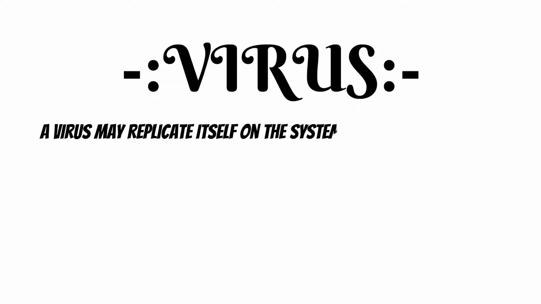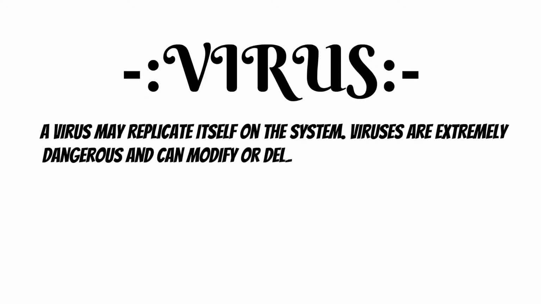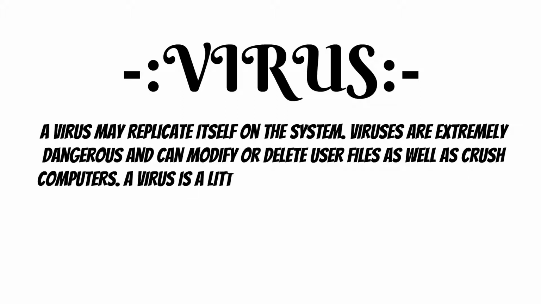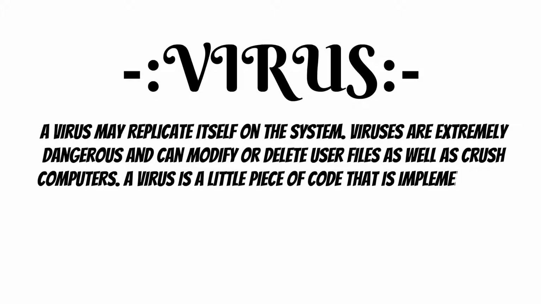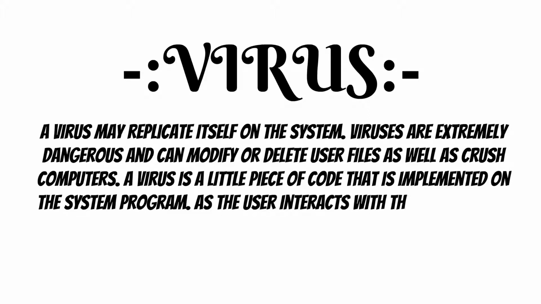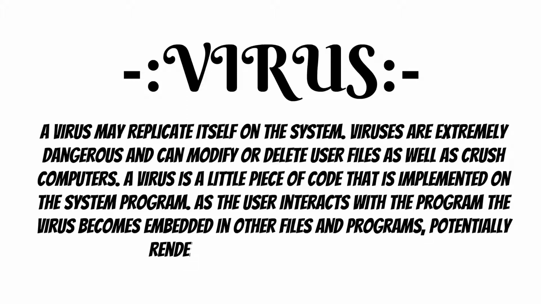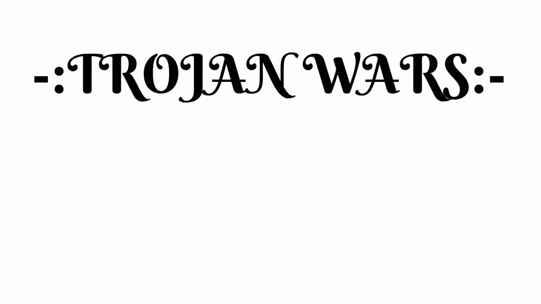Number 1. Virus. A virus may replicate itself on the system. Viruses are extremely dangerous and can modify or delete user files as well as crash computers. A virus is a little piece of code that is implemented on the system program. As the user interacts with the program, the virus becomes embedded in other files and programs, potentially rendering the system inoperable.